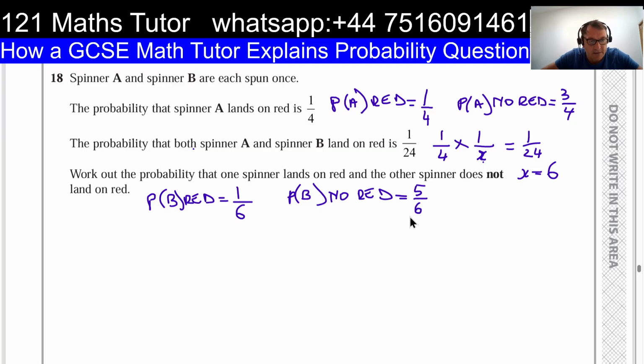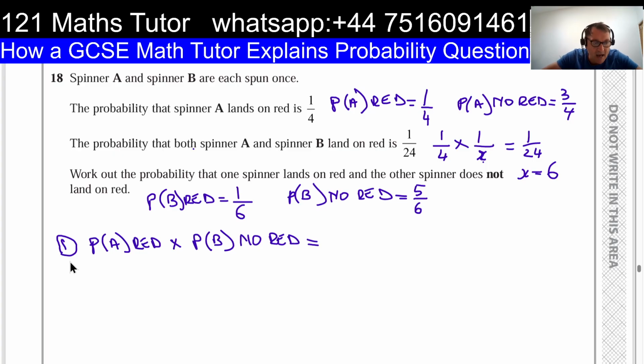Let's read the question. It says, work out the probability that one spinner, A or B, lands on red, and then the other one, A or B, left, does not land on red. I can see there are actually two scenarios. Scenario 1, spinner A lands on red and spinner B doesn't land on red. I need to find that probability.